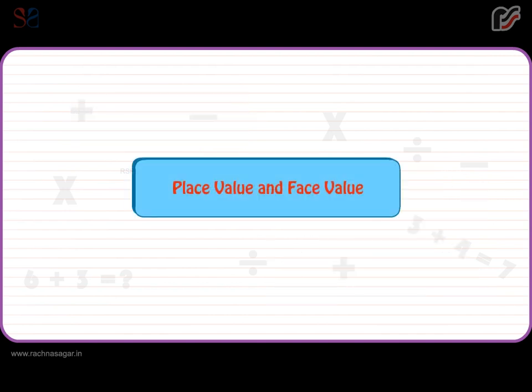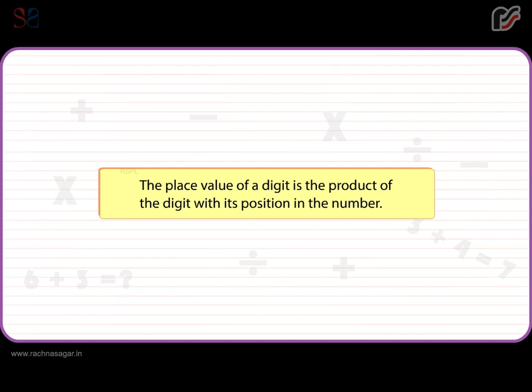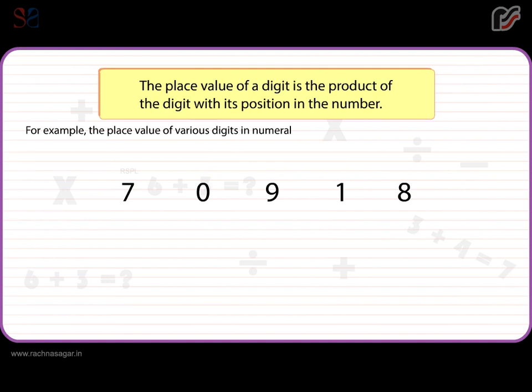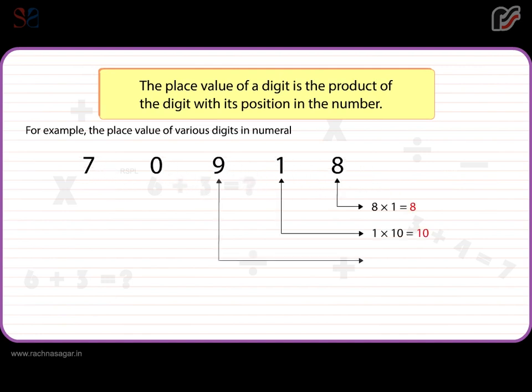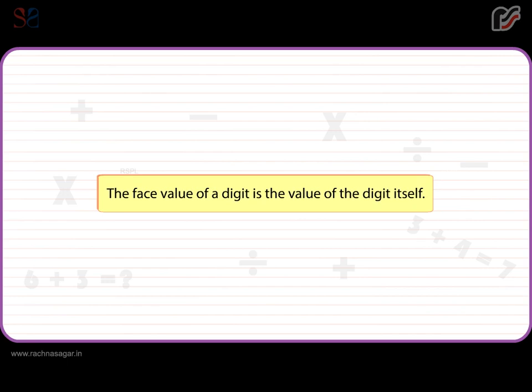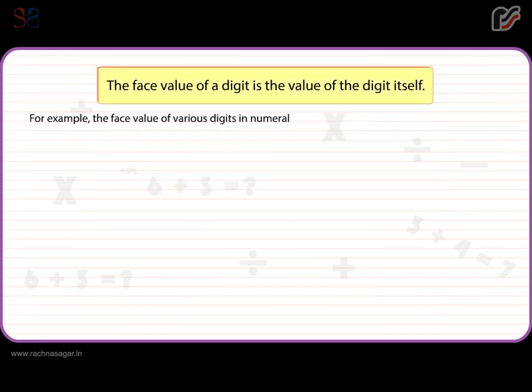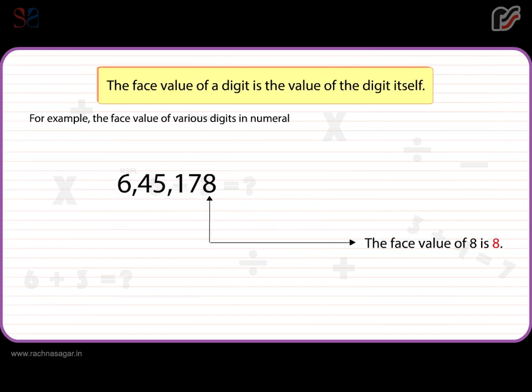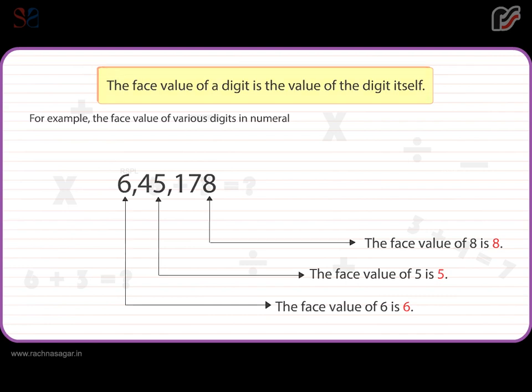Place value and face value. The place value of a digit is the product of the digit with its position in the number. For example, the place value of various digits in numeral 70,918 is 8, 10, 900, 0, 70,000. The face value of a digit is the value of the digit itself. For example, the face value of various digits in numeral 6,45,178: the face value of 8 is 8, the face value of 5 is 5, the face value of 6 is 6.